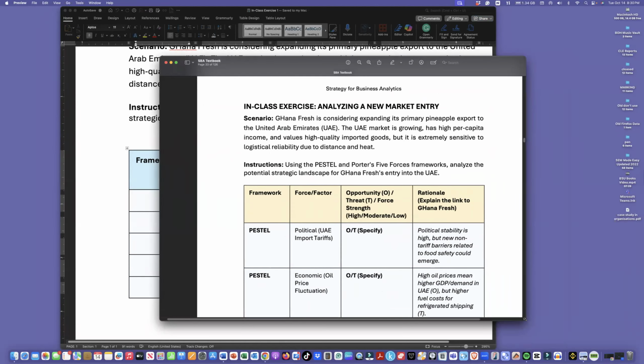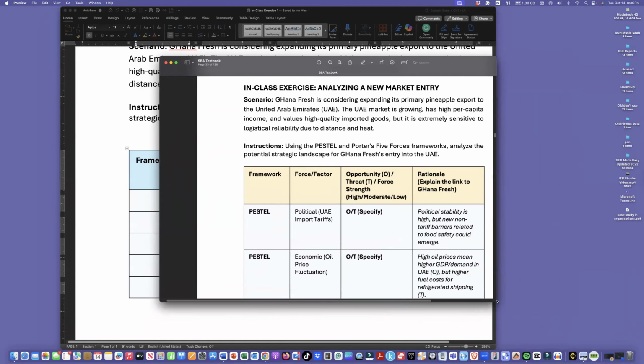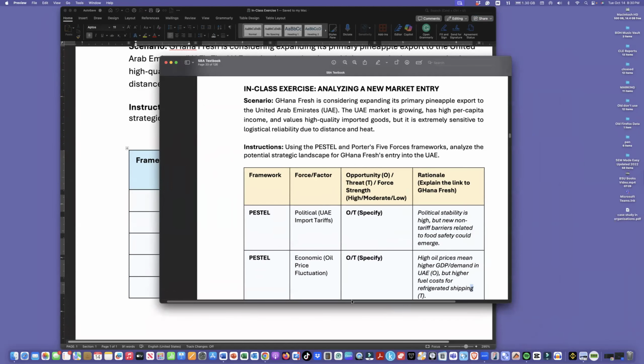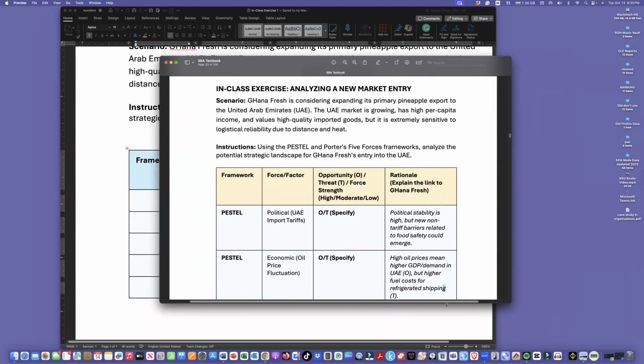This one I just did as an example. I didn't finish it, that's why there are some parts which are blank. Sorry. Okay, let's continue.